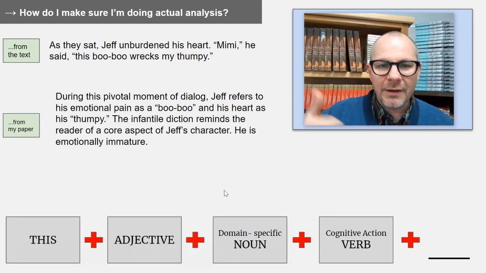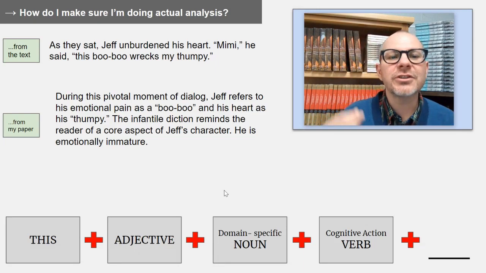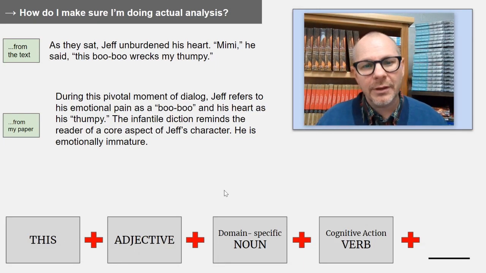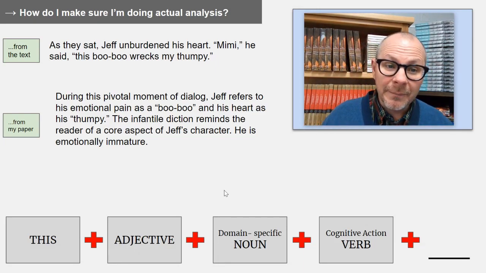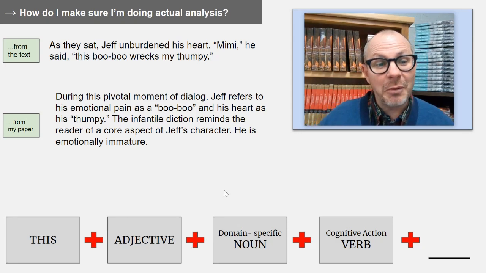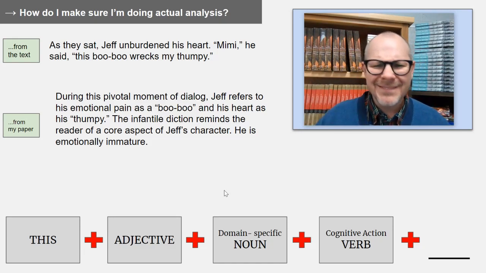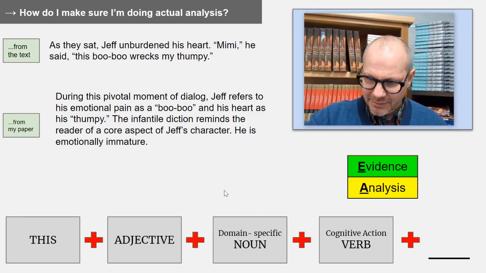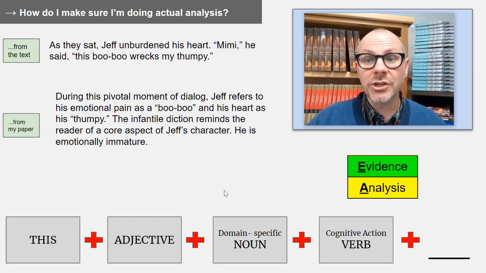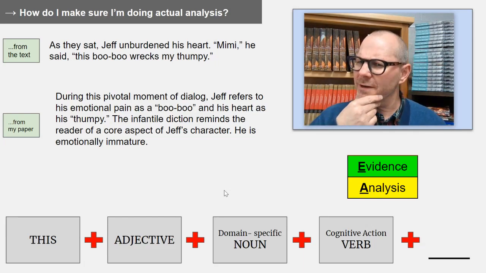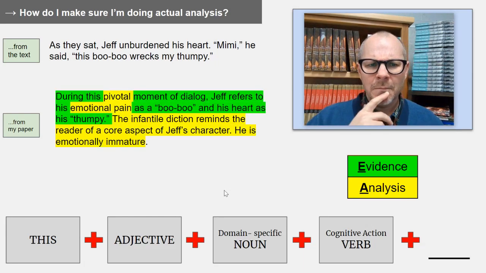During this pivotal moment of dialogue, Jeff refers to his emotional pain as a boo-boo and his heart as his thumpy. The infantile diction reminds the reader of a core aspect of Jeff's character. He is emotionally immature, silly. But it does the work of analysis, and it does it in a pretty specific way. You have your evidence and you have your analysis. Evidence and analysis. Well, which is which? Can you tell which is which? Where's my evidence and where's my analysis? Well, there we go.